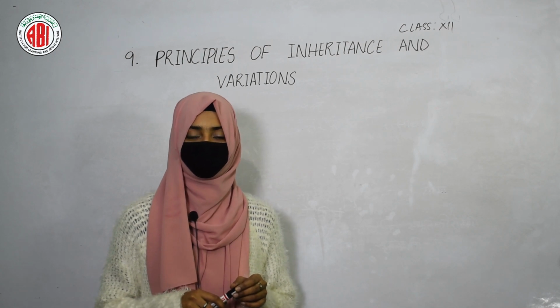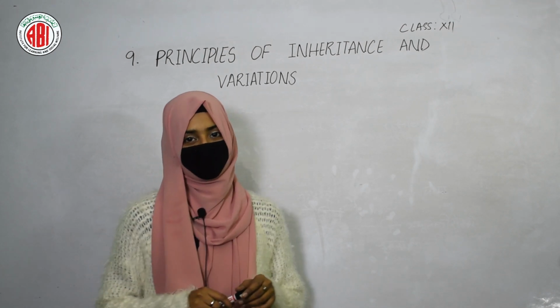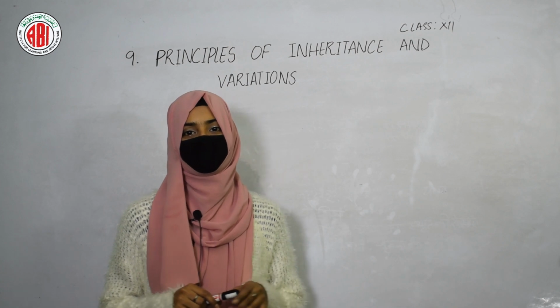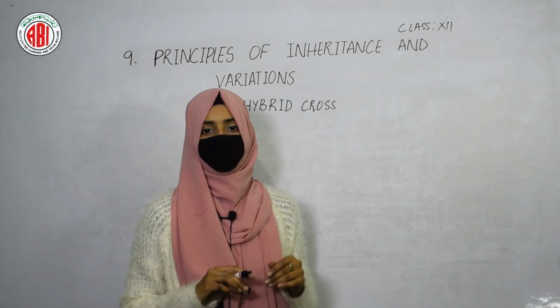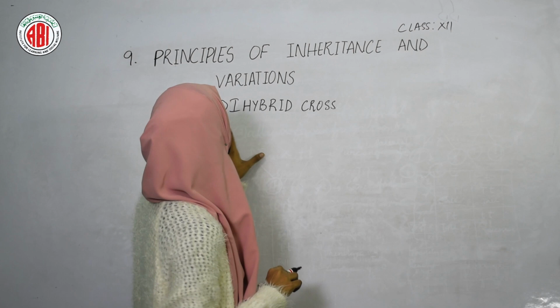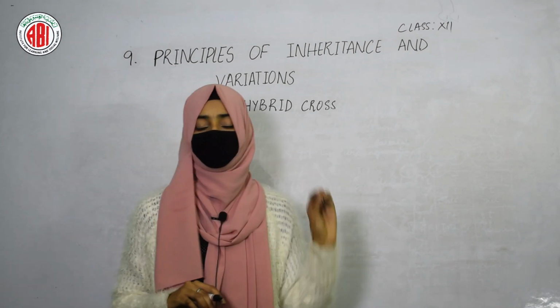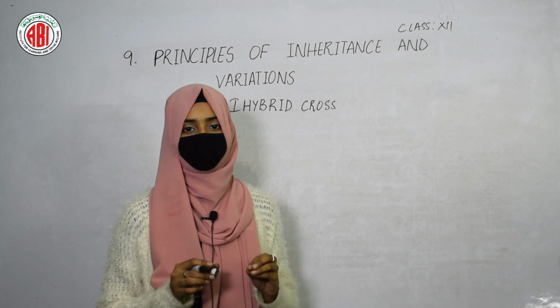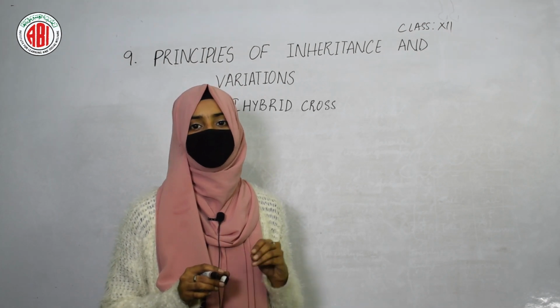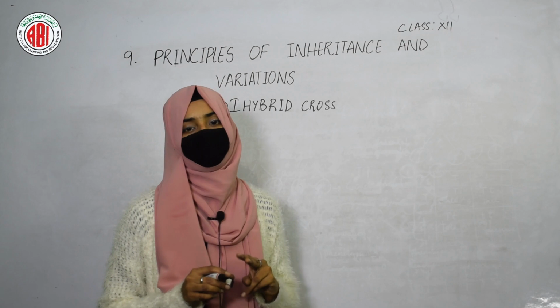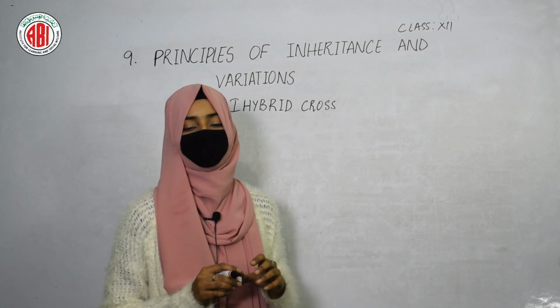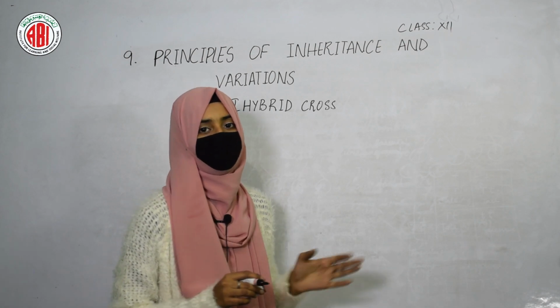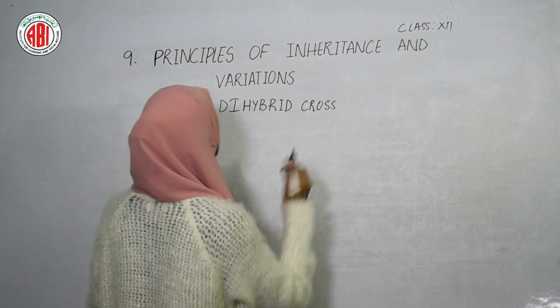In today's class, I'm going to start a chapter, Principle of Inheritance and Variations. Let us study about the second one, that is dihybrid cross. It means inheritance of two genes. Here the cross takes place between the two organisms that show two pairs of contrasting characters. The two pairs of contrasting characters are taken into account to do this dihybrid cross.